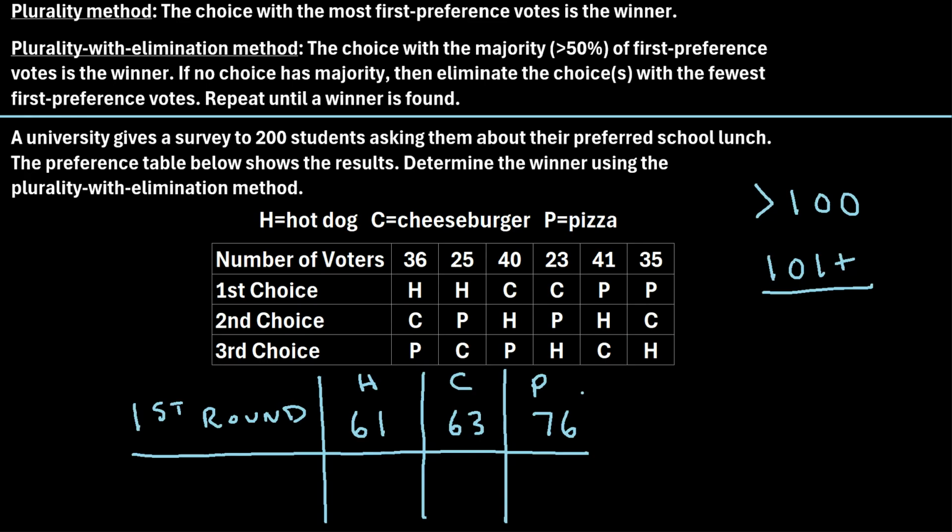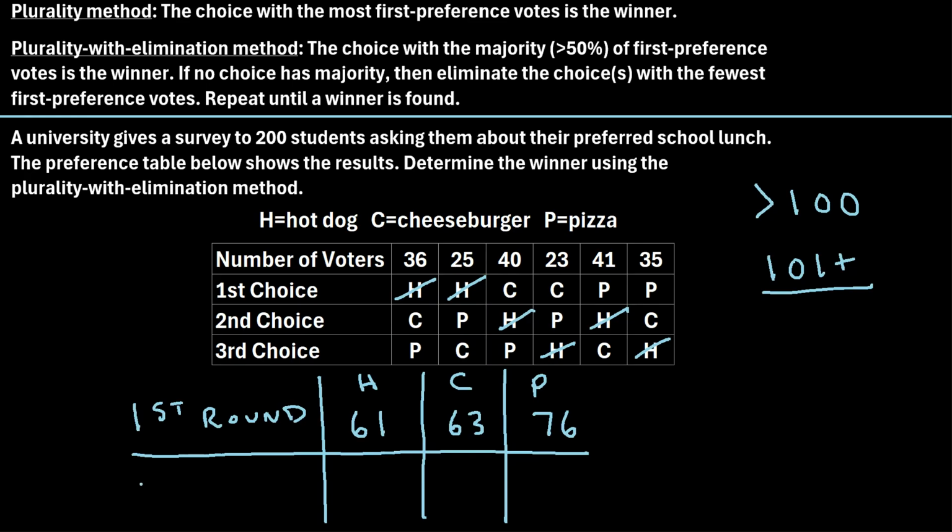So what we have to do is eliminate the choice with the fewest first preference votes. So we can see that hot dog had the fewest first preference votes. So what we need to do is just go through this table and eliminate all of the hot dog choices. So in this box, we'll just eliminate hot dog from each column. So now we can see that in these columns where hot dog used to be first place, it's no longer considered. So now, for example, cheeseburger is in first place for this column, and now pizza is in first place for this column because hot dogs are no longer considered.